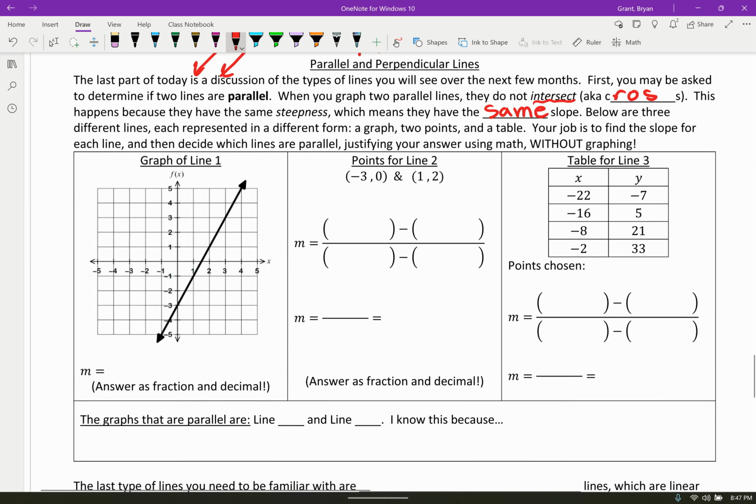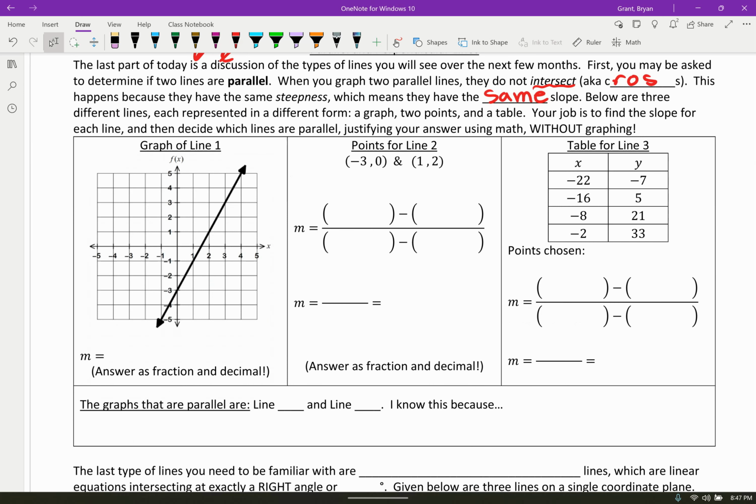So if, hypothetically, I were to give you 3 different lines down below and ask you which of the lines are parallel, how would you do it? Well, hopefully by using the information up above, you'd say, oh, let's just find the slope for each of these 3 lines, 1, 2, and 3, and then just compare and see which of the lines have the same slope. If they have the same slope, they're parallel. If they don't, they're not.